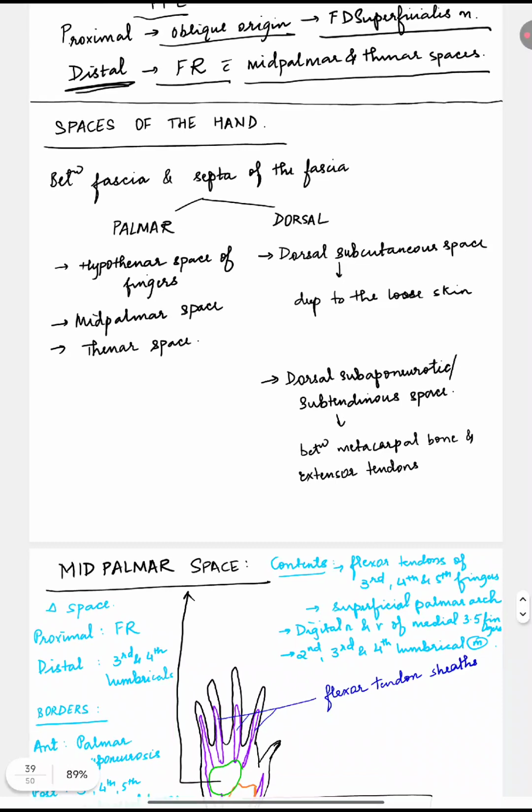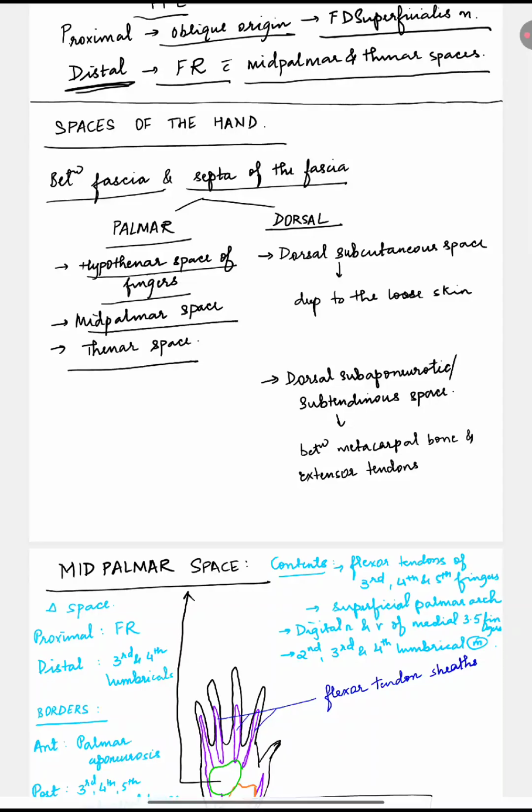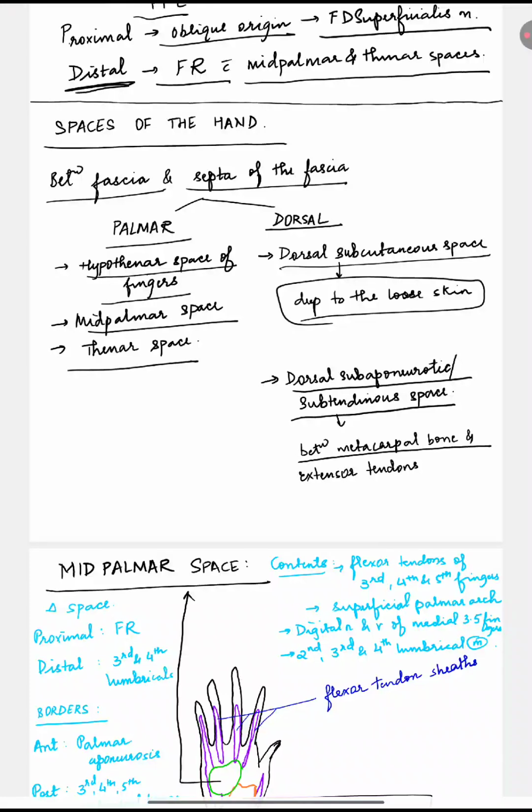Spaces of the hand are between the fascia and septa of the fascia. They are divided into palmar and dorsal region spaces. Palmar spaces: hypothenar space, spaces of the fingers, mid palmar space and thenar space. And next, dorsal spaces: there is the dorsal subcutaneous space deep to the loose skin, and the dorsal subaponeurotic subtendinous space, which is between the metacarpal bone and extensor tendon.